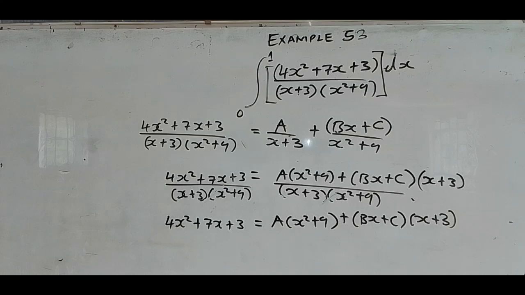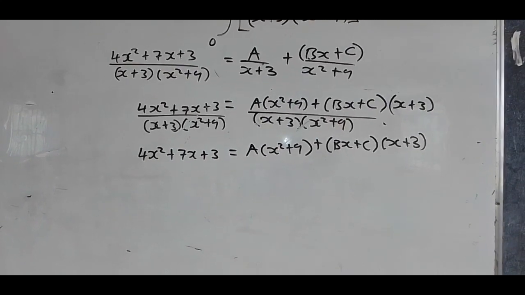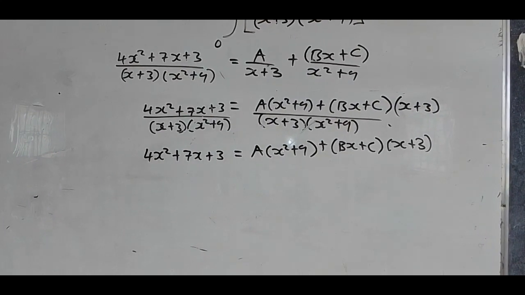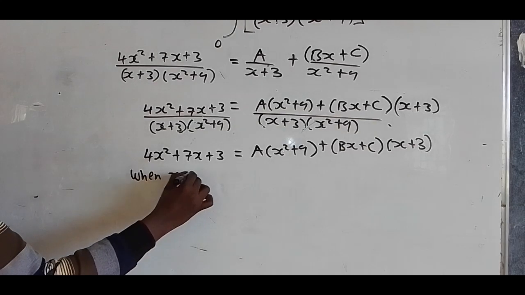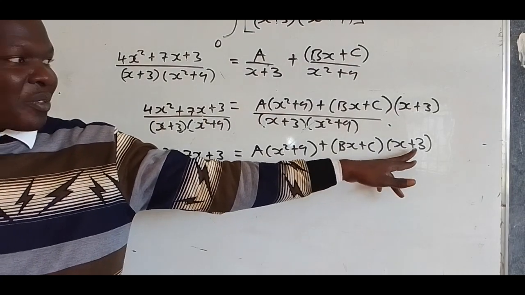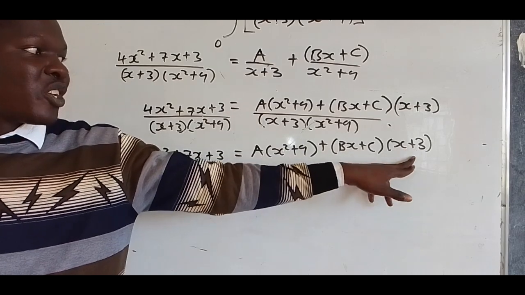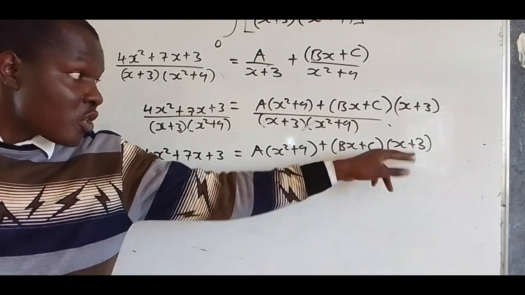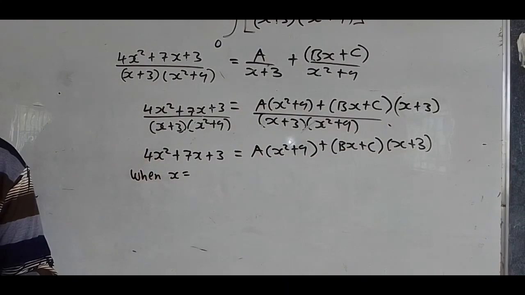Then we now start solving. You let x be anything that eliminates terms. What can make this factor 0? When x is negative 3. Negative 3 plus 3 will be 0. So you can let x be negative 3 to take it to 0 here. Then 0 times the whole of this factor will be 0, and you don't remain with the Bx plus C term. Are you seeing how to choose x?